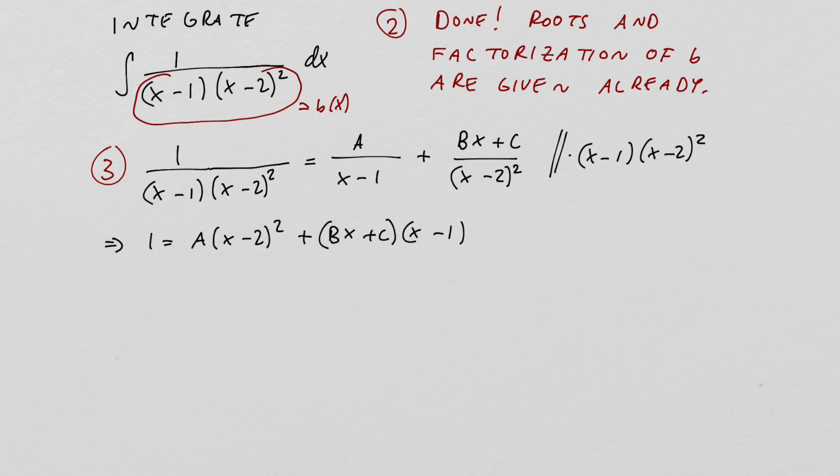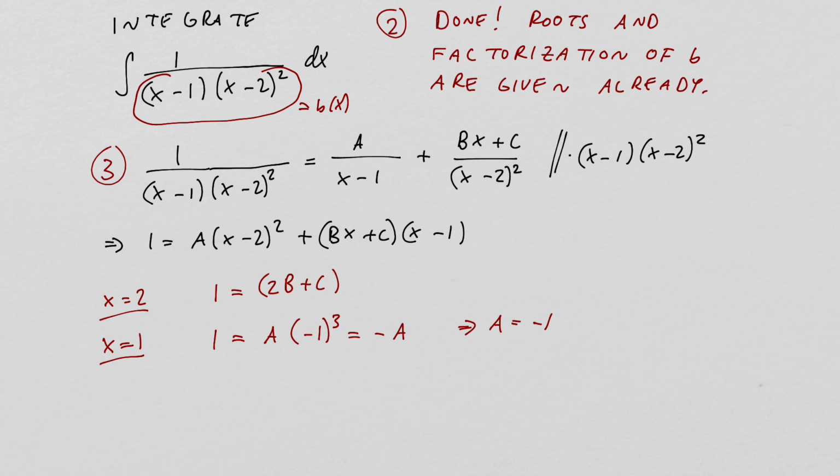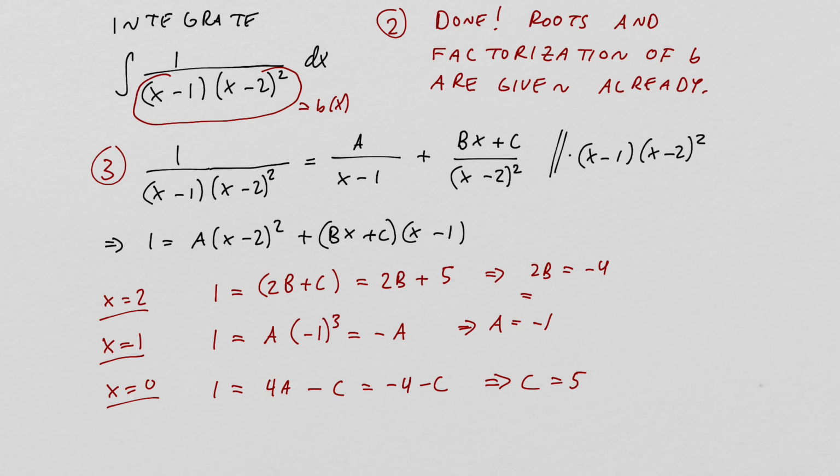Multiplying with b, we get this. By setting x equal to 2, we get this. By setting x equal to 1, we get this. By setting x equal to 0, we get this equation from where we get that c must be 5. And substituting it to this equation, we get that 2b is equal to -4. That means that b is equal to -2. So we found the values of our constants.